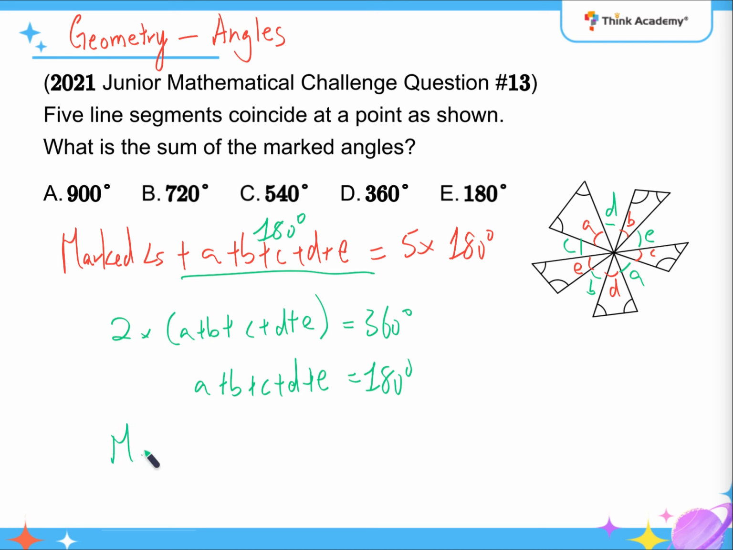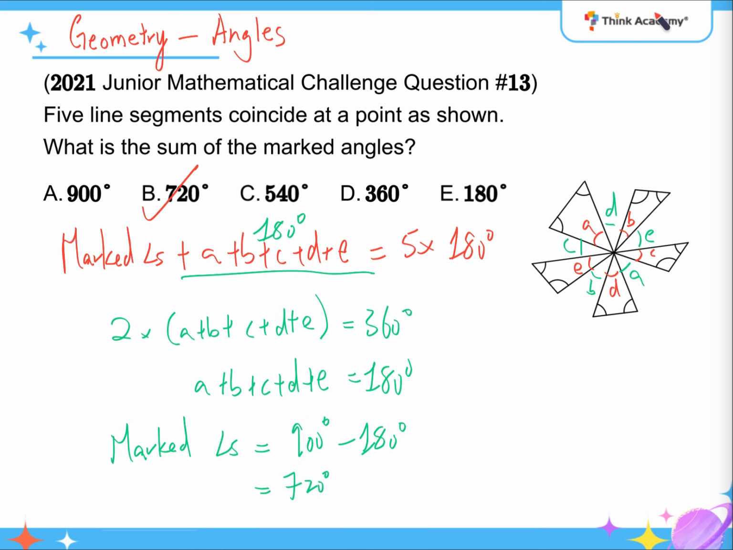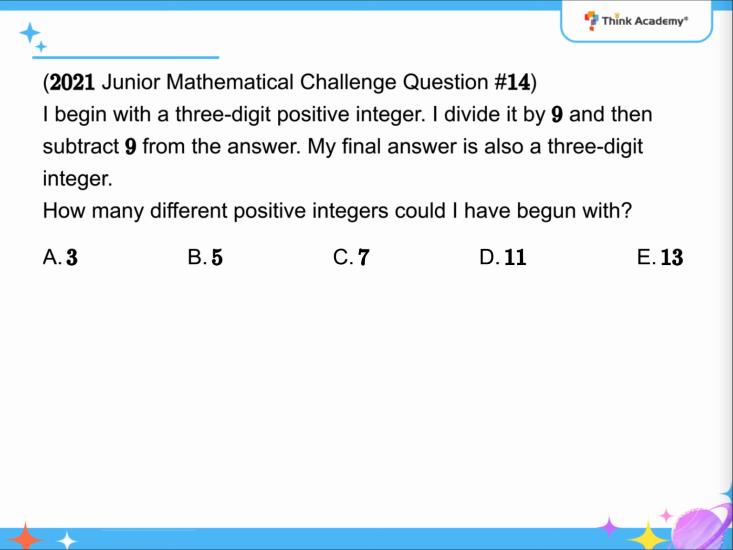So the marked angles is equal to 900 degrees, take away 180. That's going to be 720 degrees. So the answer is going to be B right there. Okay? So we are just thinking about all these individual angles as a whole, and we are not trying to calculate individual ones. We're not trying to calculate each of them.